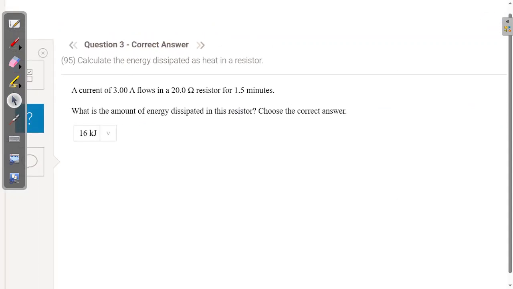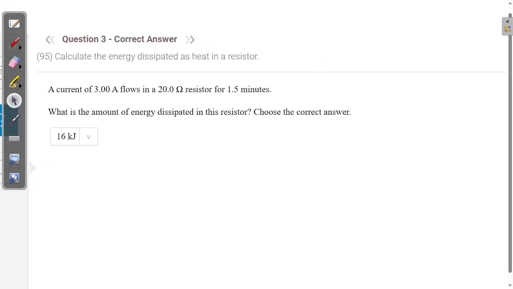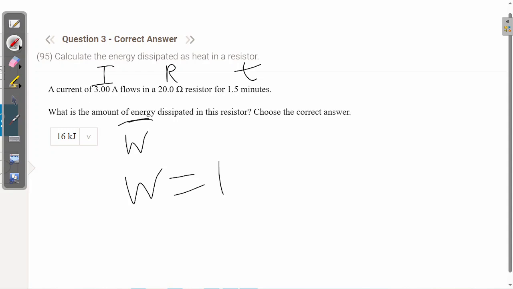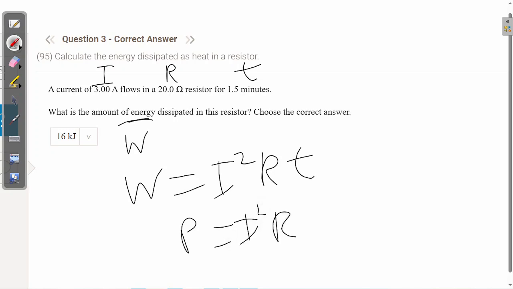A current of 3 amperes flows in a 20 ohm resistor for 1.5 minutes. What's the amount of energy? Okay, you're given I, R, and the time. And they want energy, which is work. So what do we know about all these? We know that work is equal to I²RT. Remember, because P is equal to I²R, we just brought the T to the other side, so it became W = I²RT.